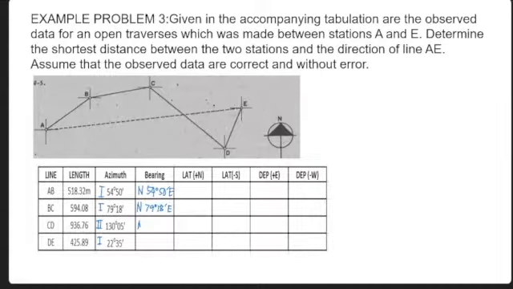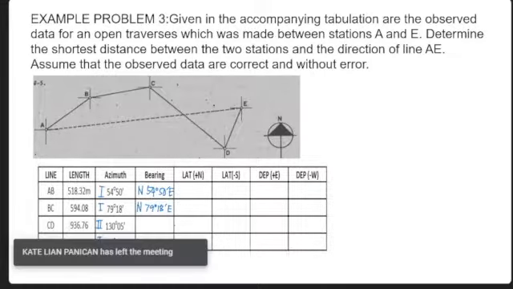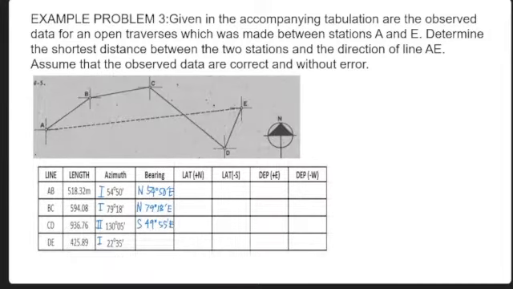South, oh, may kaklase pala si Rolando. South, 49 degrees and 55 minutes east. And north, 22 degrees, 35 minutes east. Okay. So latitude and departure. Paki-compute yung ating latitude and departure.